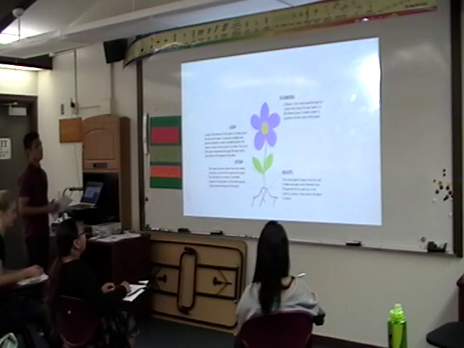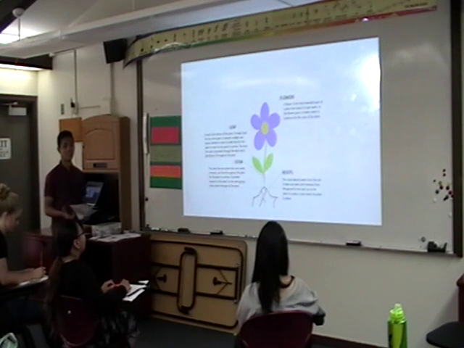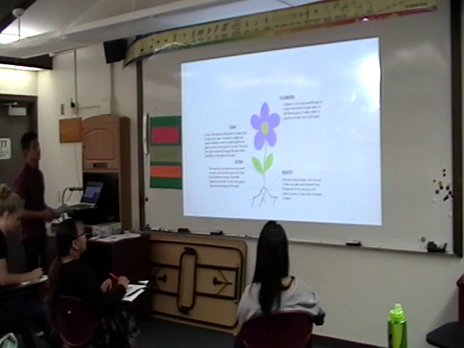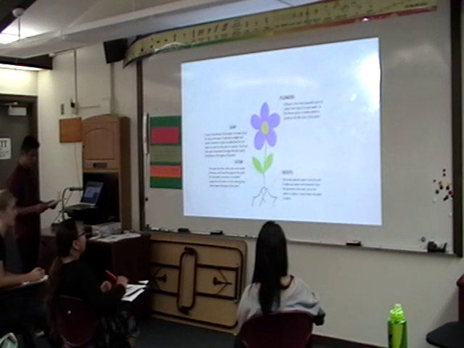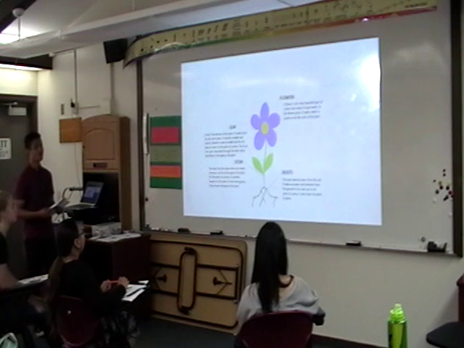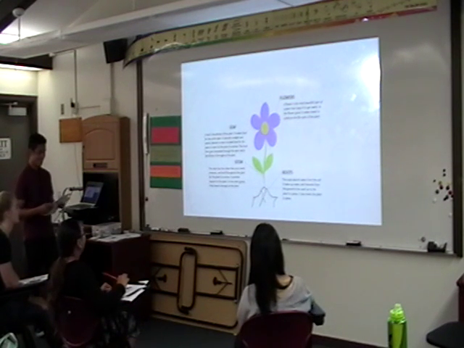Now, the last part is what we call flower. Sister Maya, can you read that for us? Flower is the most beautiful part of the plant that helps it to get seeds. As the flower grows, it makes seeds to continue the life cycle of the plant. Alright. So what is the most beautiful part of a plant again? The flower. Alright.